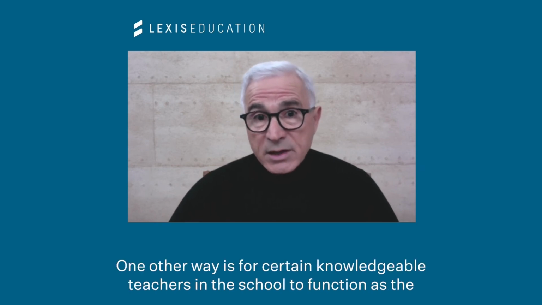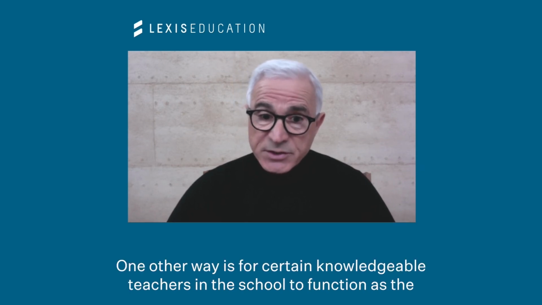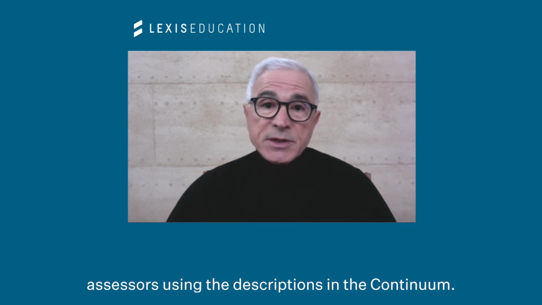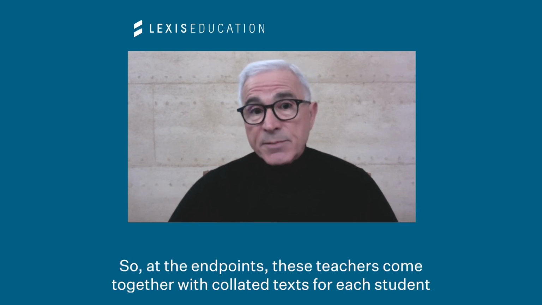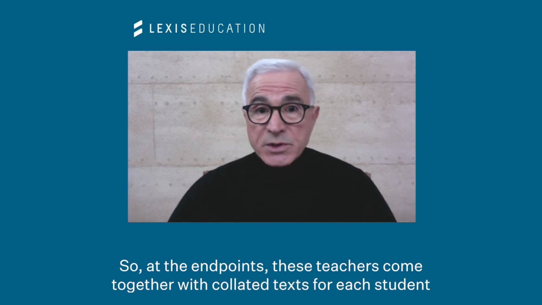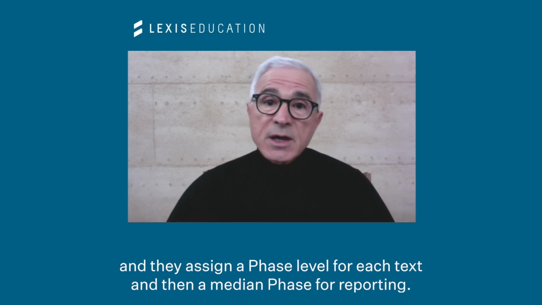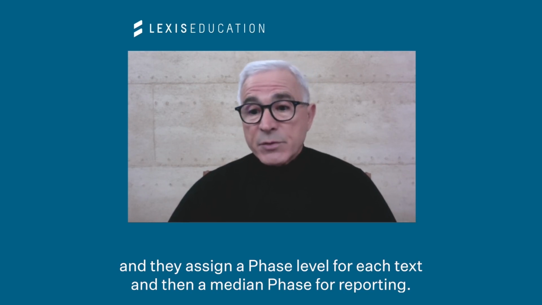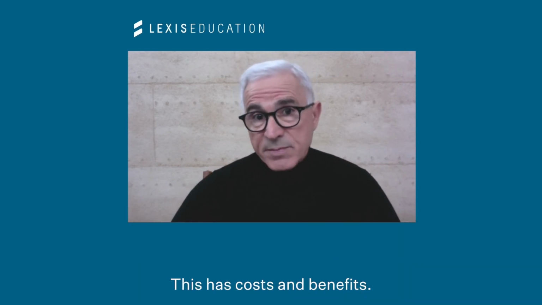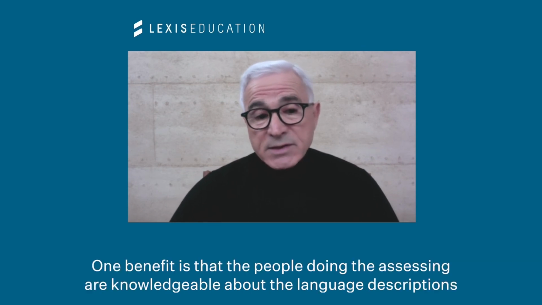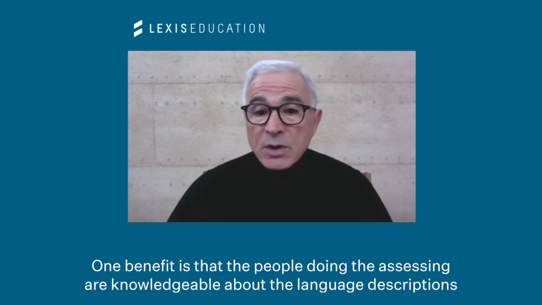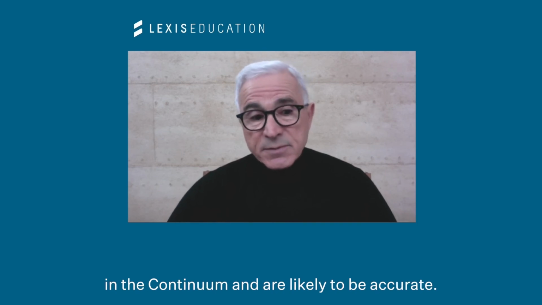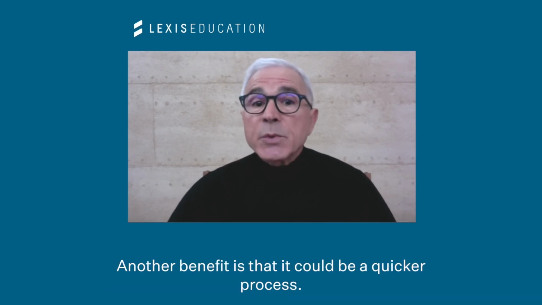One other way is for certain knowledgeable teachers in the school to function as the assessors, using the descriptions in the Continuum. So at the end points, these teachers come together with collated texts for each student and they assign a phase level for each text and then a median phase for reporting. And this has costs and benefits. One benefit is that the people doing the assessing are knowledgeable about the language descriptions in the Continuum and are likely to be accurate. Another benefit is that it could be a quicker process.